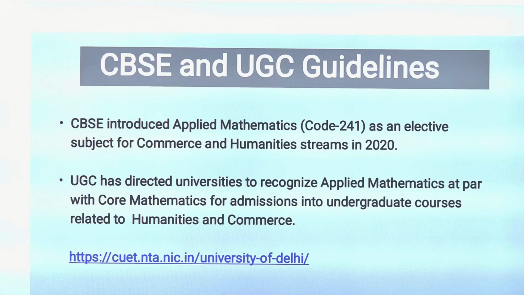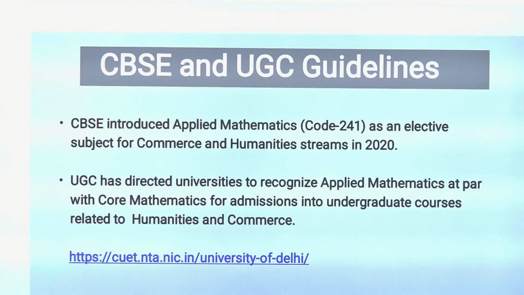I've given a link for the CUET website here. If you go to this link, you can see that applied maths and core maths are equally recognizable by UGC for admissions into various programs, not just related to humanities and commerce, but also for BSc. BSc in environmental science, BSc in electronics, BSc in computer science, BSc in physics, chemistry. So all these streams treat applied maths equally as core maths, right?